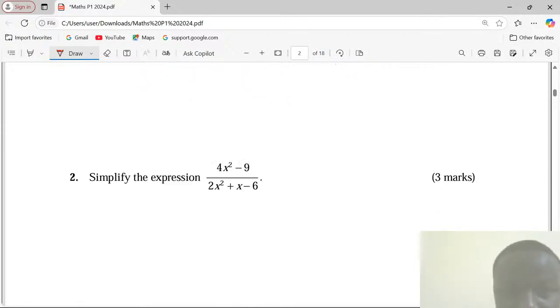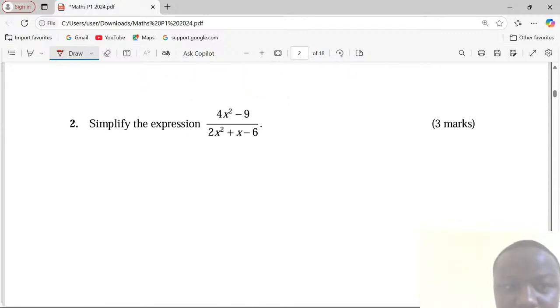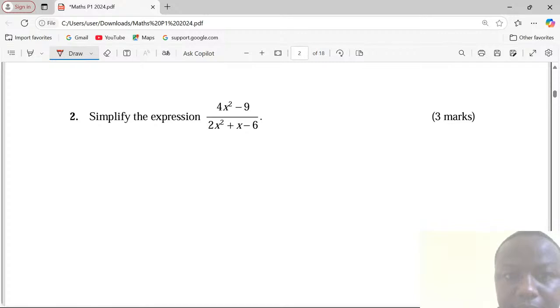Let's continue following. We are now in number 2. Simplify the expression. The first expression, which is on the numerator, is what we call a difference of two squares, because we have 4x² minus 9. They are both perfect squares.